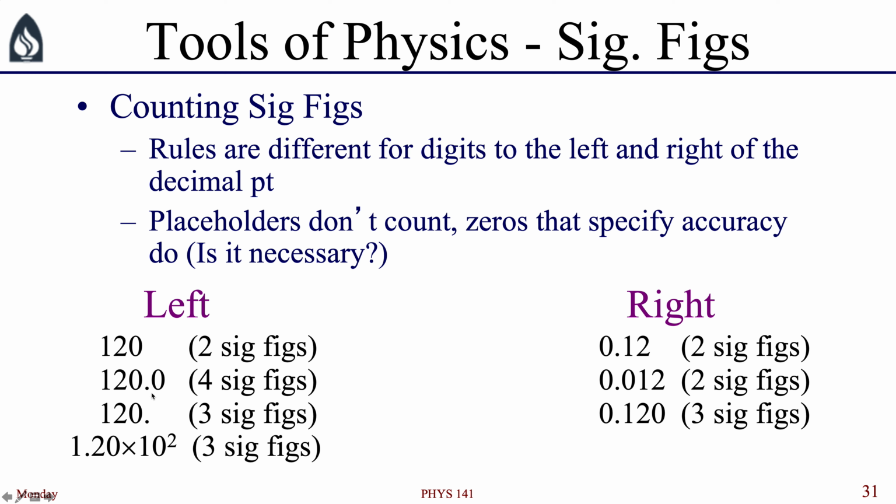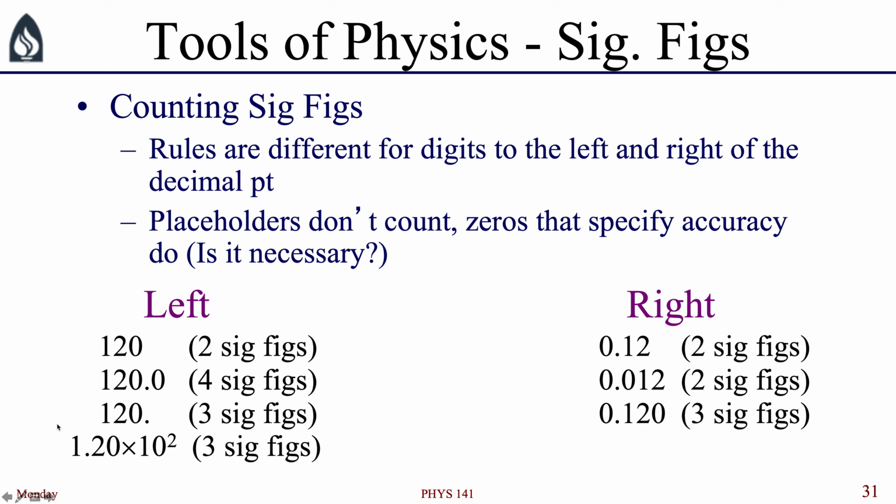Now, if you have 120 and you want to specify that the 0 in the ones place is significant, then the way you would do that is by putting a decimal point after the 0 so that you have 3 significant figures.